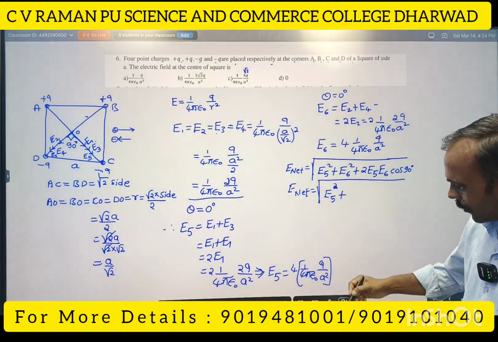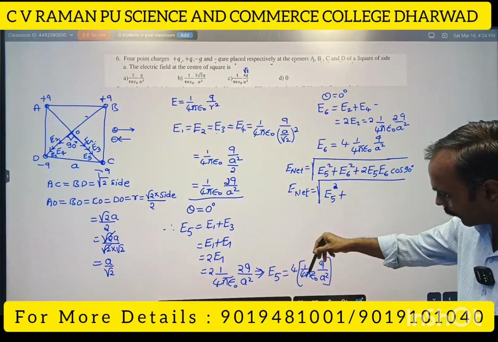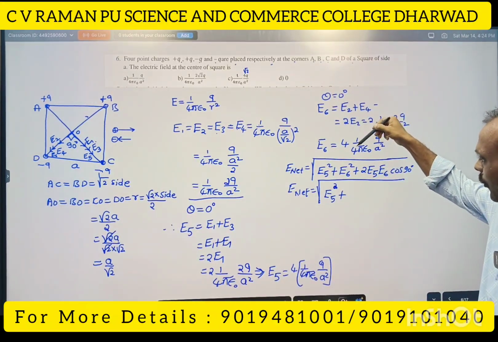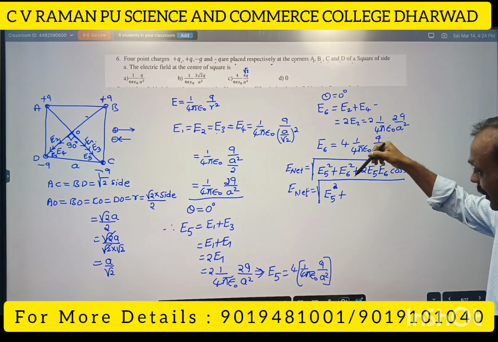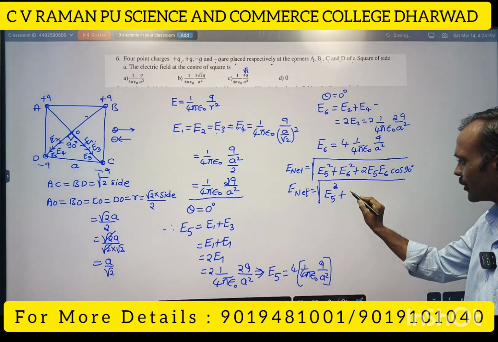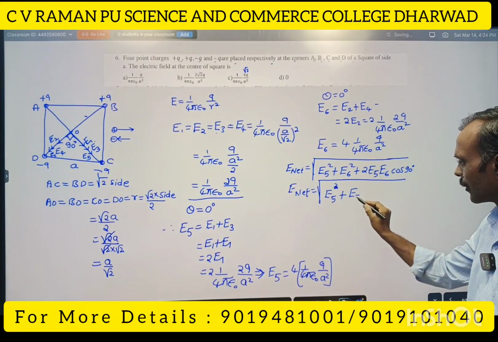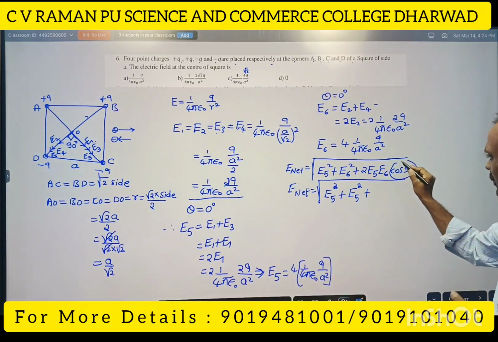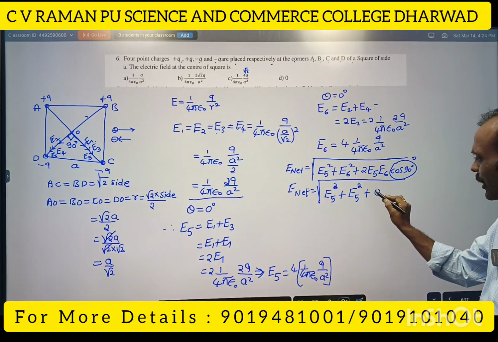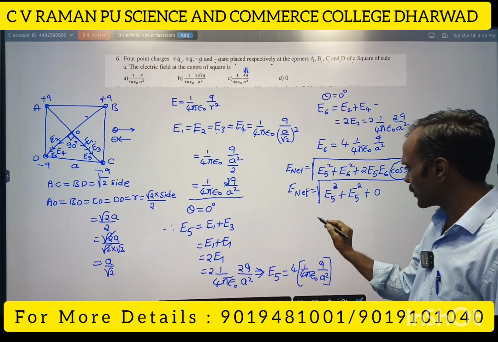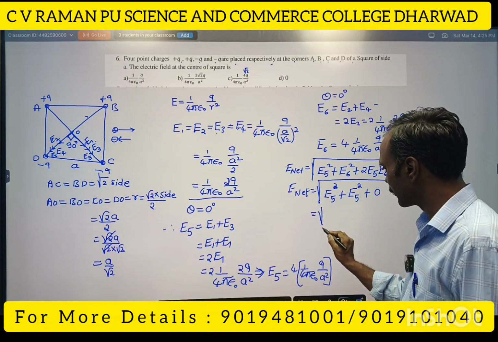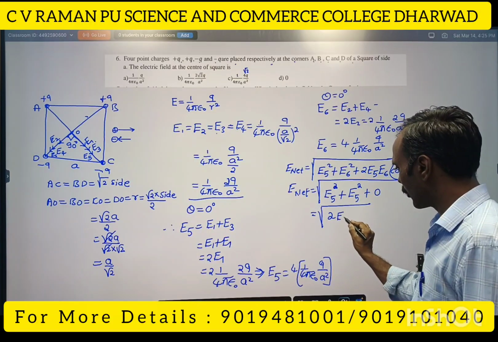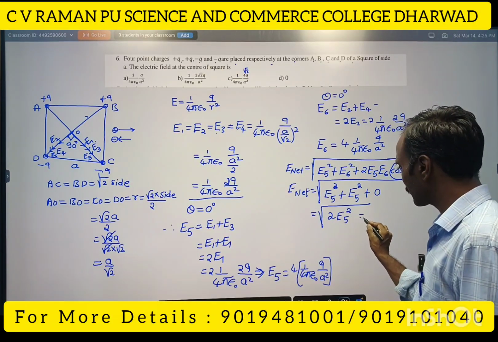See, what is E phi? 4 times 1 upon 4 pi epsilon naught q divided by a square. What is E6? 4 times 1 upon 4 pi epsilon naught q divided by a square. It means E phi is equal to E6, which I can write as E6 equal to E phi. Now here cos 90 is equal to 0. 0 into anything is equal to 0. So once again here we have E phi square plus E phi square is equal to 2 times E phi square.